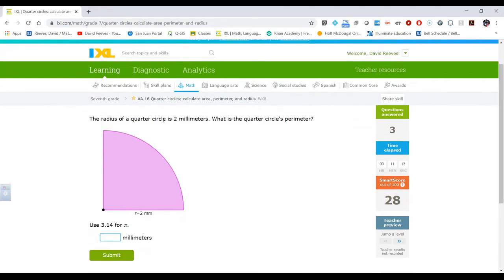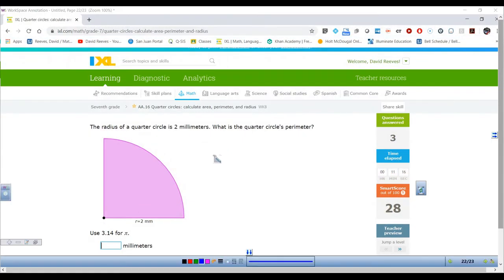All right, so now they're giving us the radius and they're asking us for the perimeter. So again, the perimeter formula is, let's see if I can remember, what was it? It was 2 times the radius plus the radius times pi divided by 2. I think I got it this time. Okay, but this time they told us that the radius is 2. 2 times 2 plus 2 times pi divided by 2. Here we go. 4 plus 2 times pi.